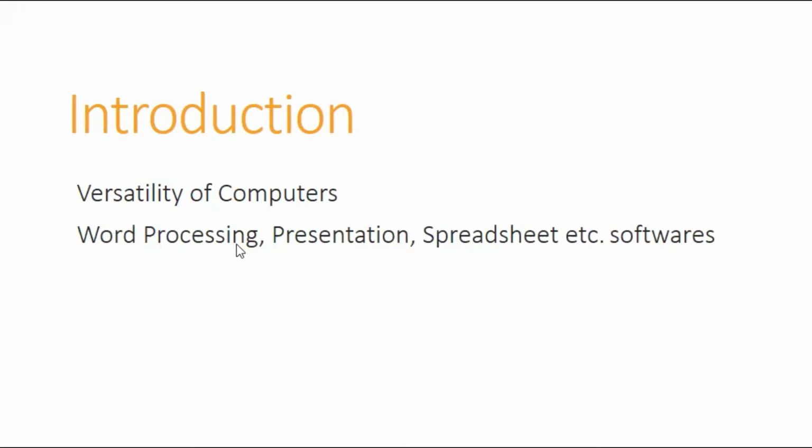For example, for common use we have software like word processing, presentation, spreadsheet, etc. These are very common software that come in a bundle, like MS Office, LibreOffice that we are using here, and OpenOffice.org. So in Linux also we have this kind of software together in a suite, and in Windows there is the Microsoft Office package wherein word processing, presentation, and spreadsheet software are there.